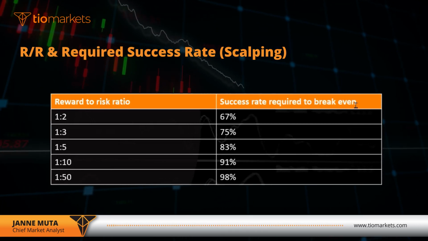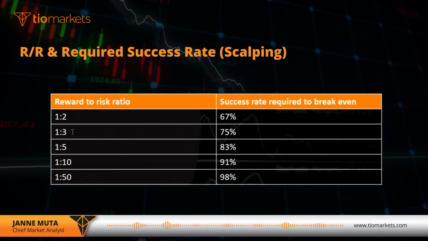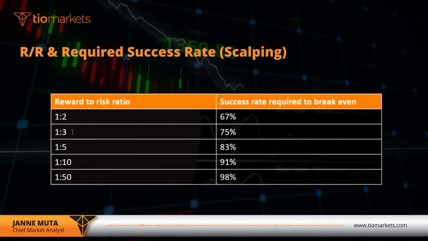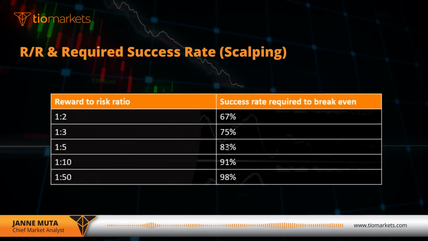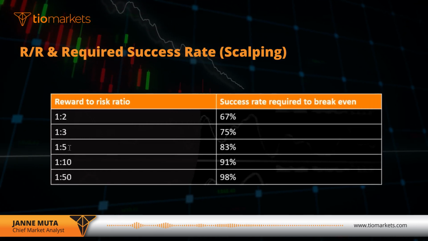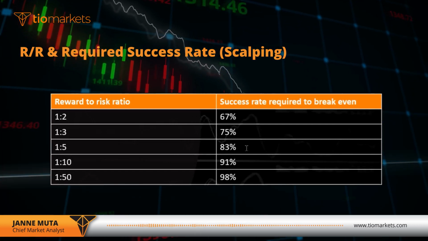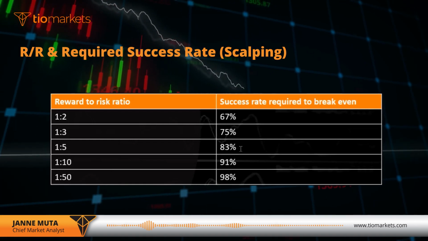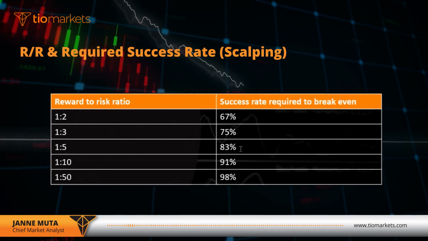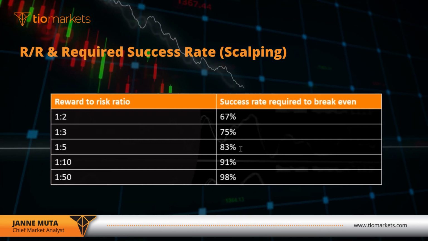If your reward to risk is 1 to 3, meaning that your stop size is 3 times the average winner trade, then your success rate needs to be 75%. And then if you are risking 5 times what you are making on average, then your success rate needs to be 83%. Think about this. Is this really something you want to do? You have to think this through before you start scalping.